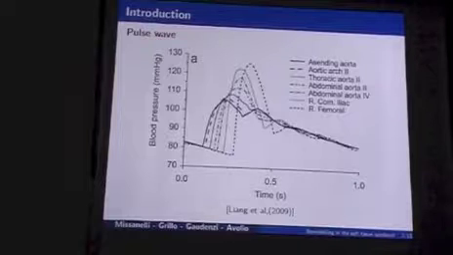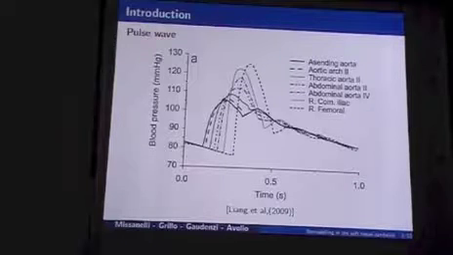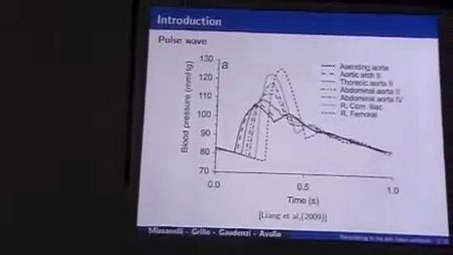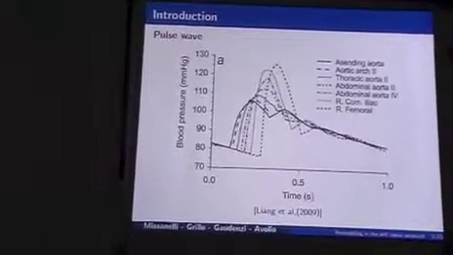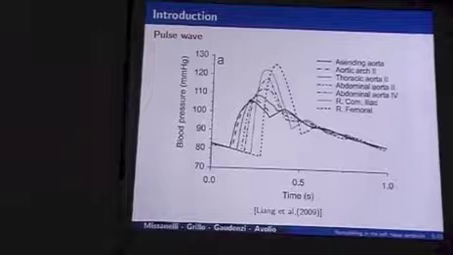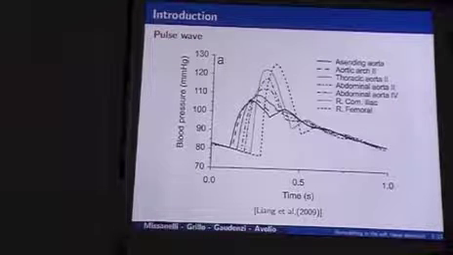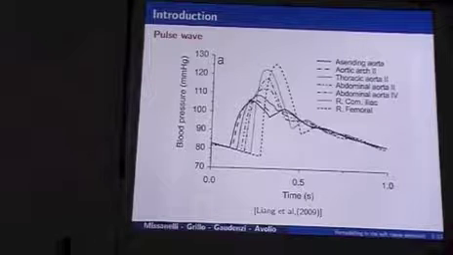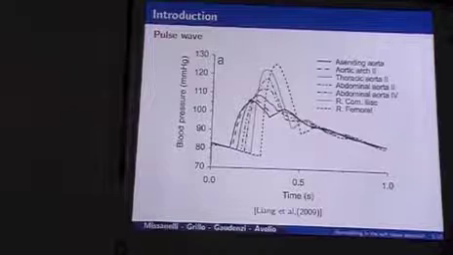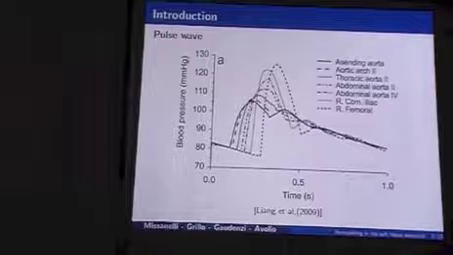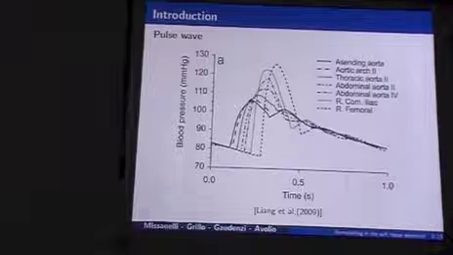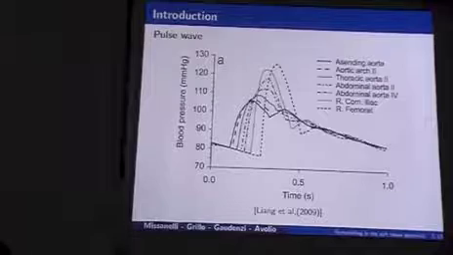And we are interested in pulse waves because pulse waves are generated by the cardiac cycle and then transmitted along the arterial tree. So it amplifies the signal, and it's different from point to point in this arterial tree. That means that we can recognize cardiovascular disease from the modification of the pulse wave.